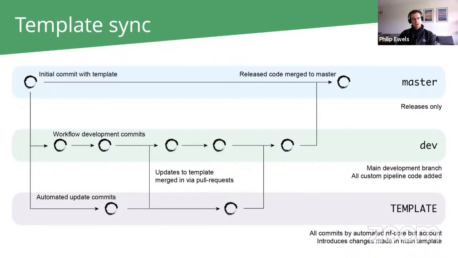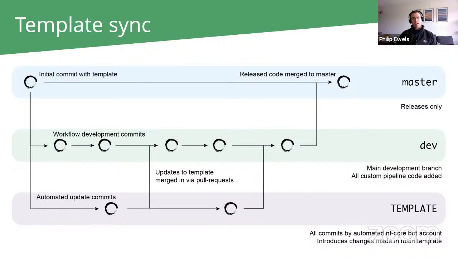So the trick that we figured out was, when you make your pipeline, you straight away make your commit where you haven't done any changes. It's just a template, and you have that initial commit with the template. And we fork that at that point. Sorry, we branch at that point a new branch called template, which has the same shared commit. Then you just forget about that template branch. You just carry on doing whatever you do on master and dev.